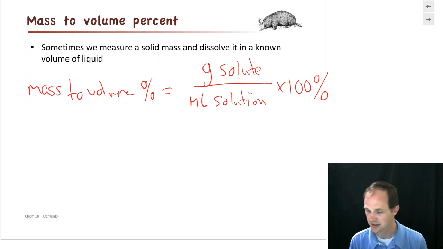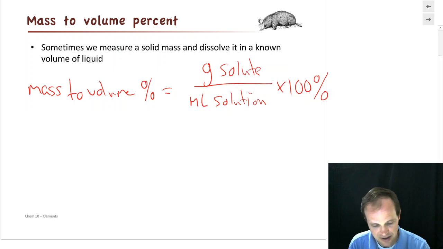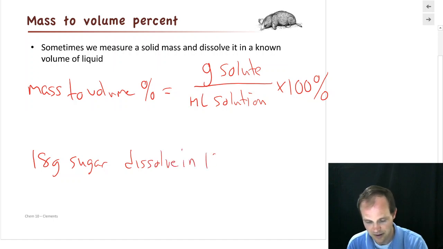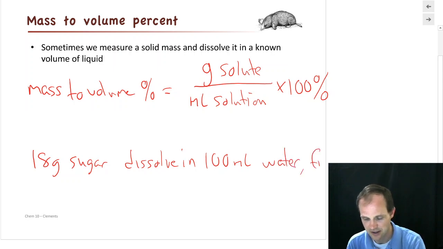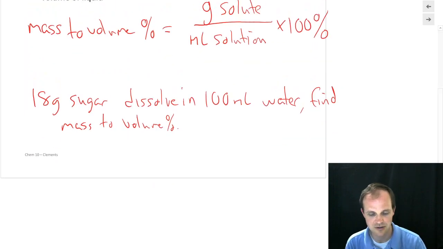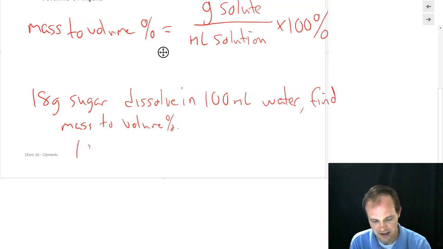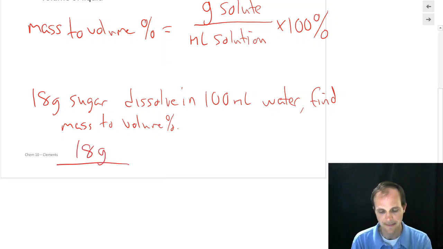So that is important. And what are we going to do? Always an example is great. We're going to take 18 grams of sugar and dissolve in 100 milliliters of water and find my mass to volume percent. Okay, how are we going to do that? Well, we're just going to plug into our equation here. It's going to be the mass of my solute, which was 18 grams of sugar.